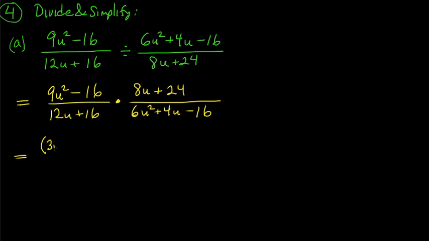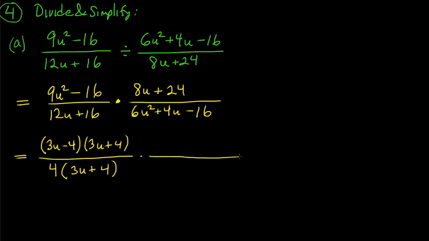So that factors as a minus b times a plus b. In this case, 3u minus 4 over 3u plus 4. For the denominator, 12u plus 16, well, the GCF is 4, so we factor out the 4, leaving you with 3u plus 4. Again, you can already see that the 3u plus 4 will cancel, but that's getting ahead of ourselves. Let's factor the second fraction as well.